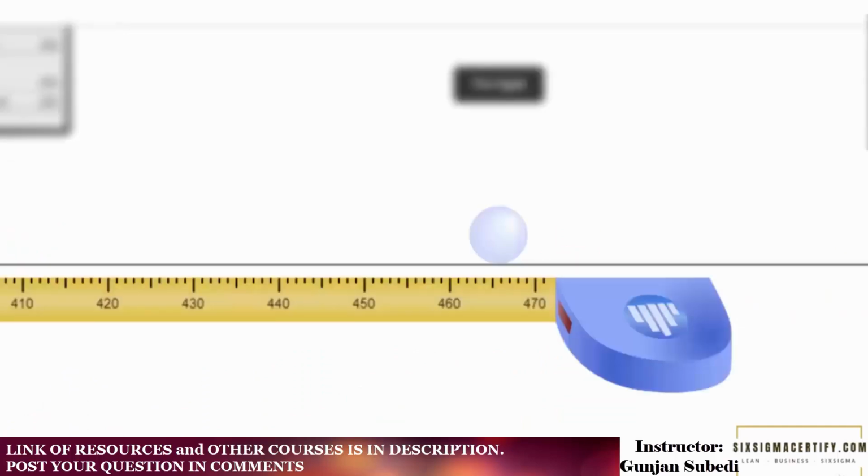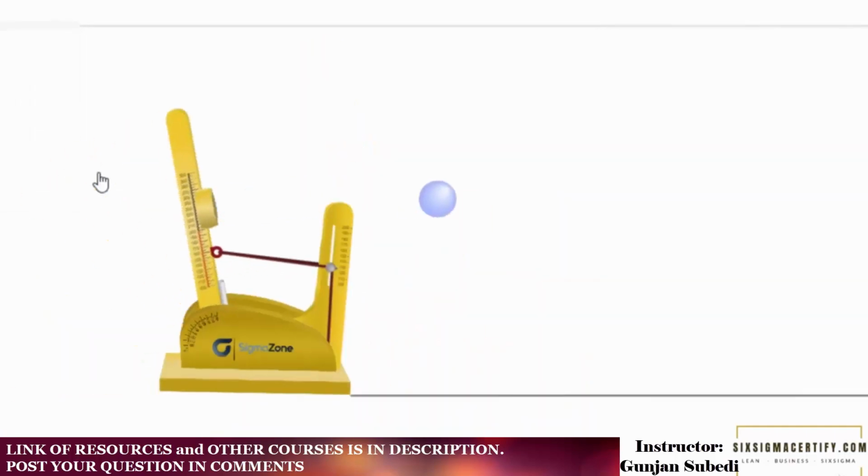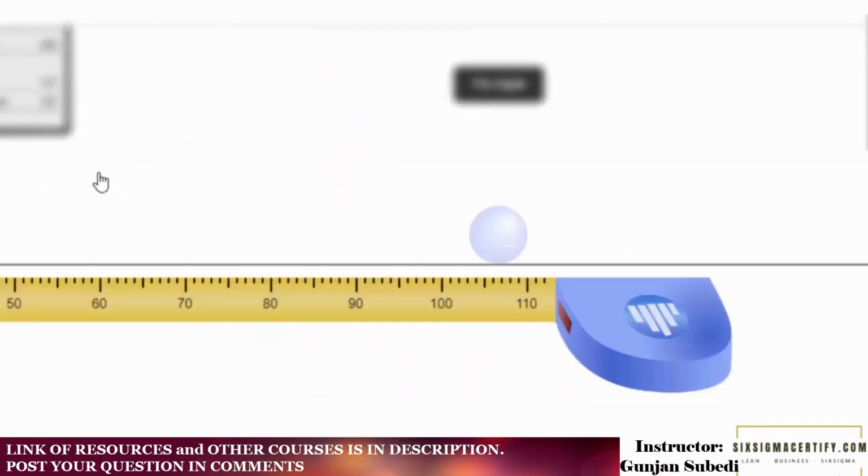The response here is the distance traveled. The distance traveled is 466 units. If I fire again, keeping the factors at different levels and fire the cannonball, then my response also changes. So the summary of this experiment is, when we change the factors to operate at different levels, we get different responses.